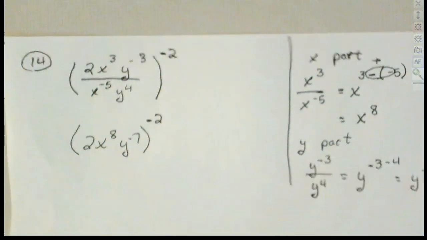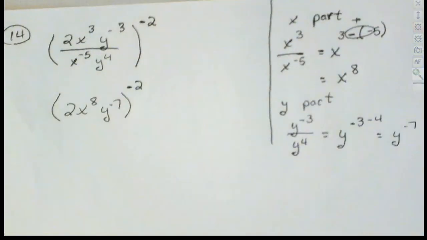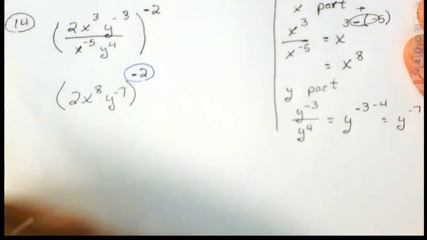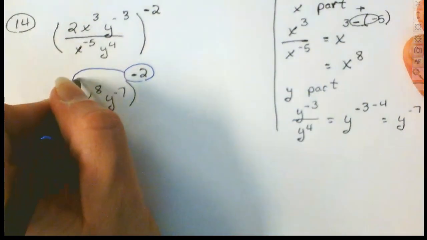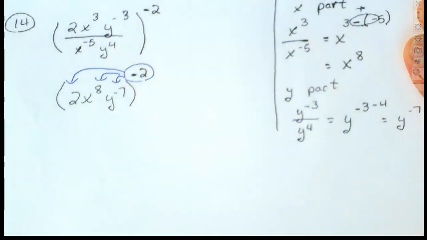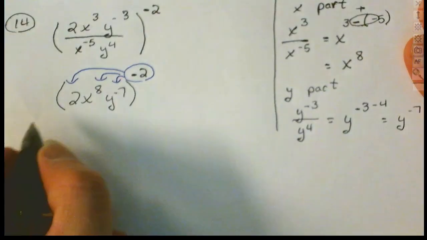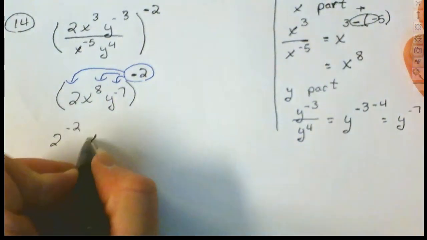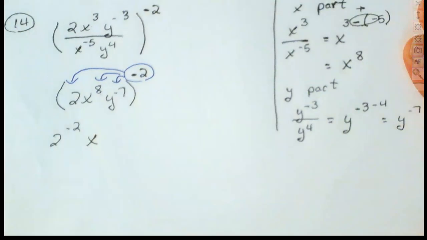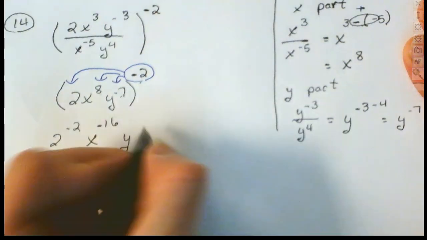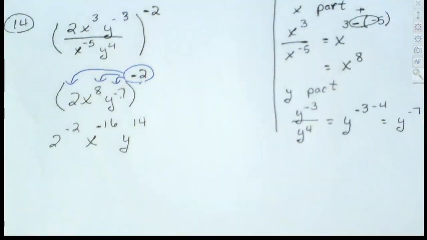Okay, so now we've got this here, and we've got that negative 2 still outside that parentheses, so that's going to have to be distributed through. And so when I do that, I'm now left with 2 to the negative 2nd power. We're left with, when we multiply, 8 times negative 2, that's negative 16. For the y's, double negative makes it a positive 14.